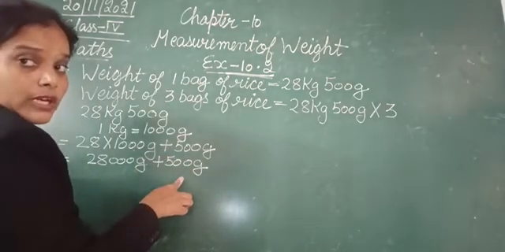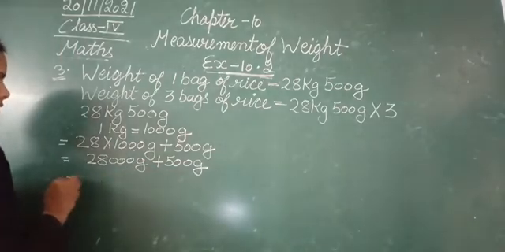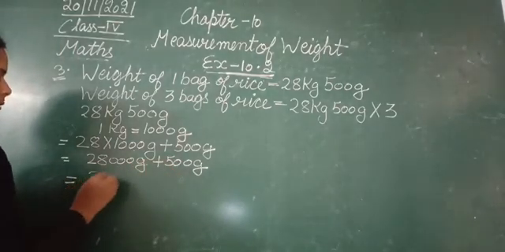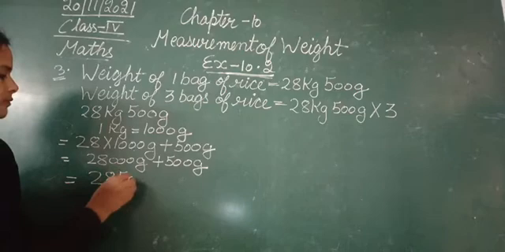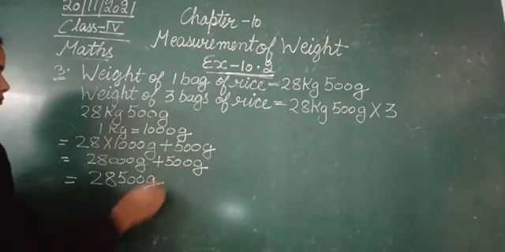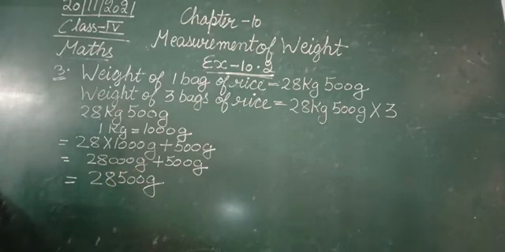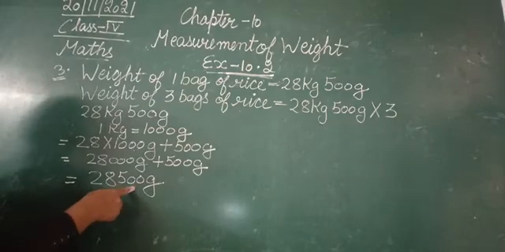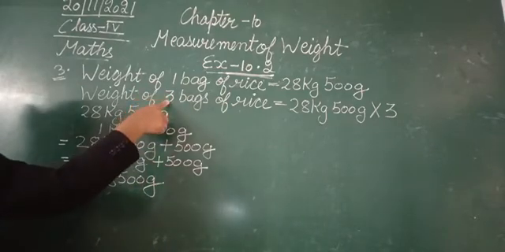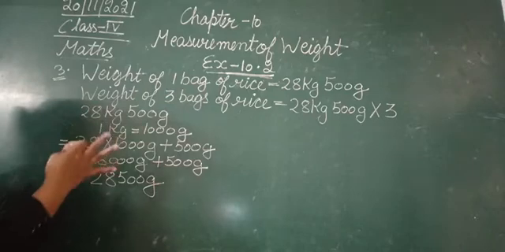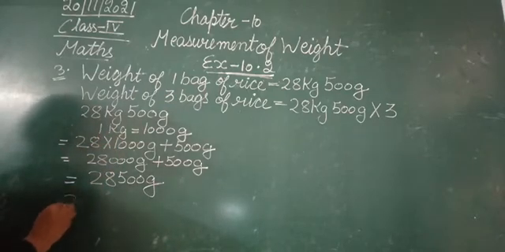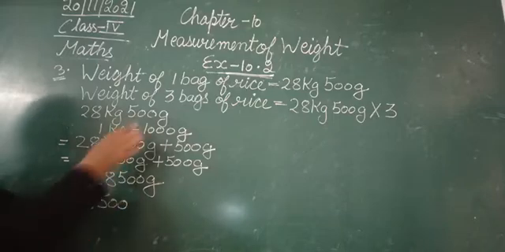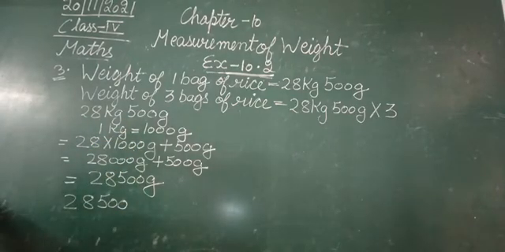Now both are gram. Okay, अब ये दोनों के दोनों क्या हो गए, ग्राम. Now we can easily add. So 28,000 plus 500, that will be 28,500 gram. This is 28,500 gram. Okay. Now after conversion we will multiply 28,500 gram with 3 for finding the weight of 3 bags of rice. Okay. So 28,500 gram we have got after converting 28 kg 500 gram.